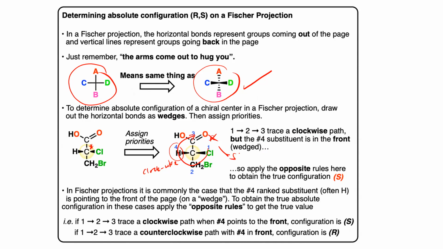I'm going to say that again. When you assign the priorities and determine the pattern, clockwise or anti-clockwise, if the lowest priority group, like the hydrogen here, is coming towards you, then you reverse the stereochemistry that you determined. Therefore, the actual stereochemistry of this carbon is S. So that's how you do it.